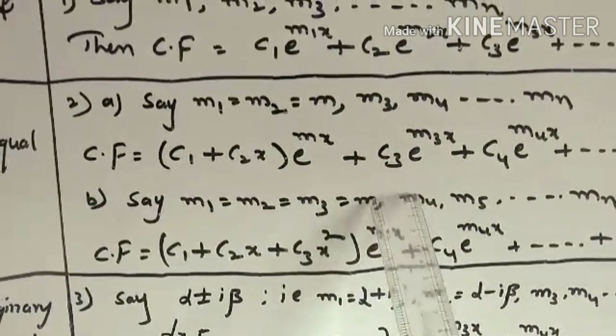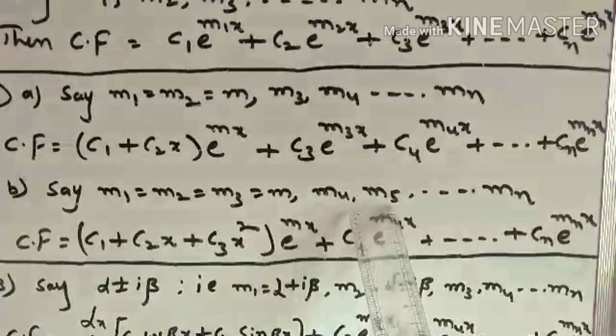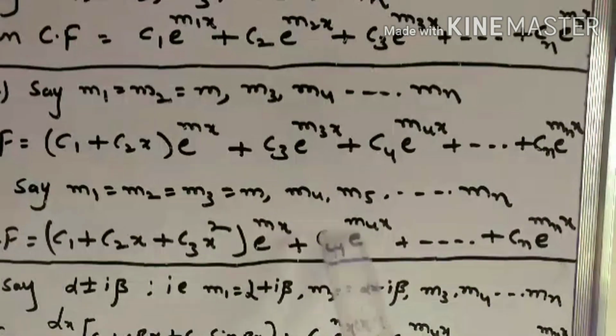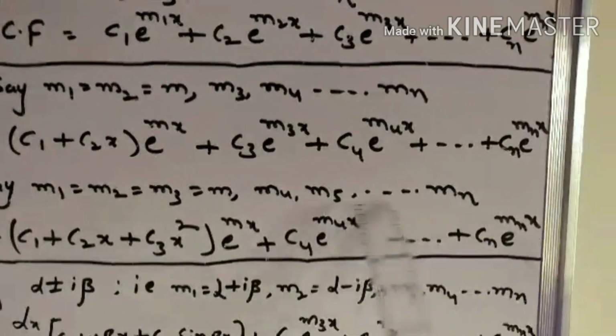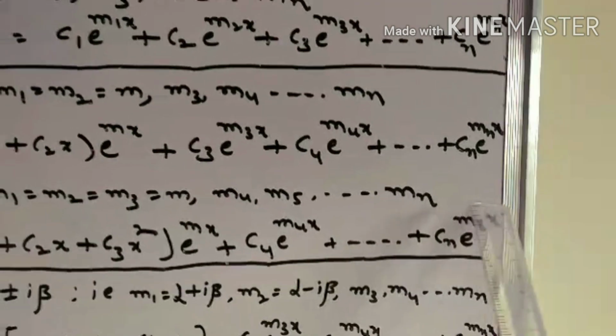What do you mean by m? That common root. So e to the power of mx, and the rest of them are real and different. That is c4. So here C1, C2, C3 is over. Next C4. C4 e to the power of m4 of x plus C5 e to the power of m5 of x, like this, so on, Cn e to the power of mn of x.